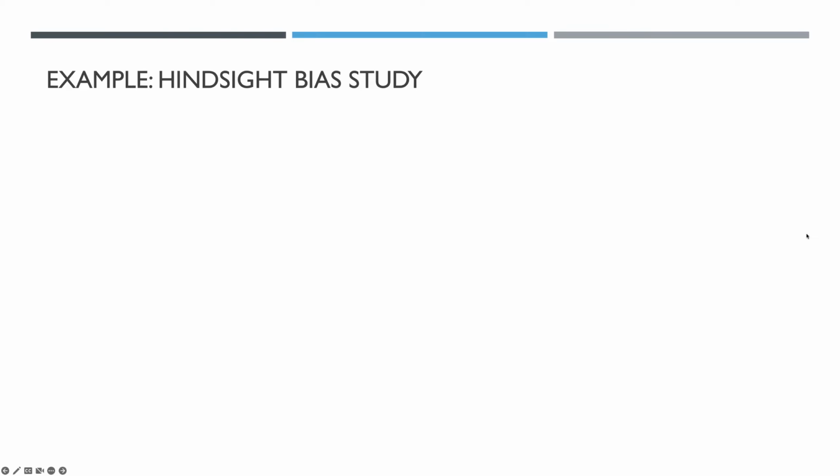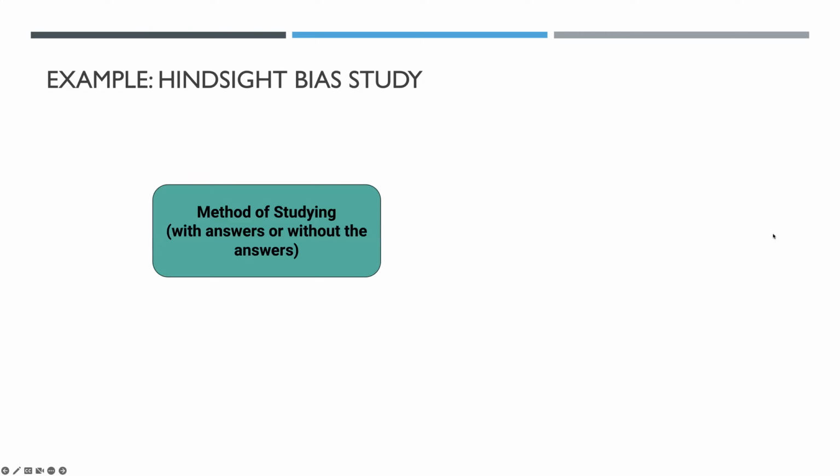So with hindsight bias, let's imagine that I give you a study guide and I decide to split my class into two groups. I'm going to do the study guide with the answers and the study guide without the answers. What I want to know is, does this different method of studying, with the answers or without the answers, have an effect on exam score?